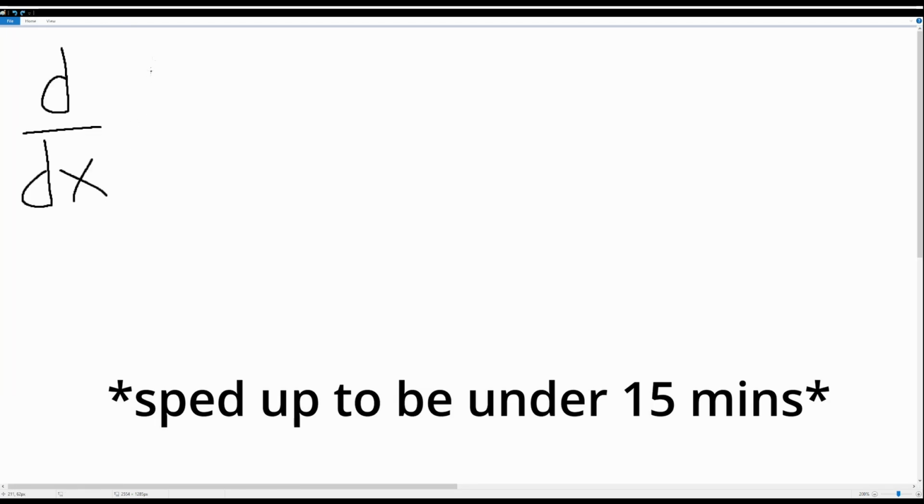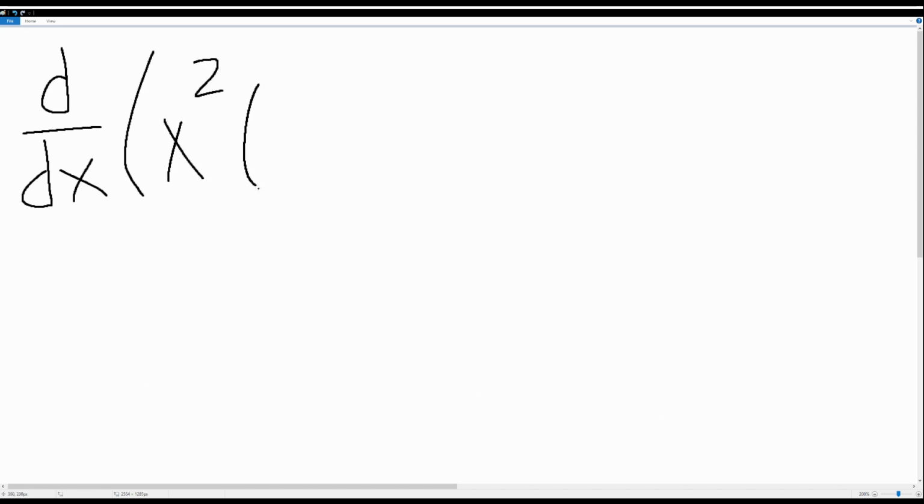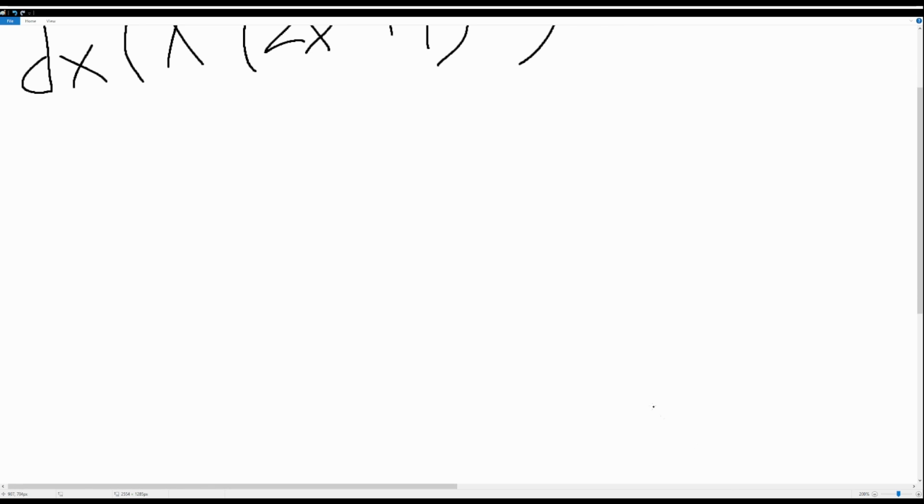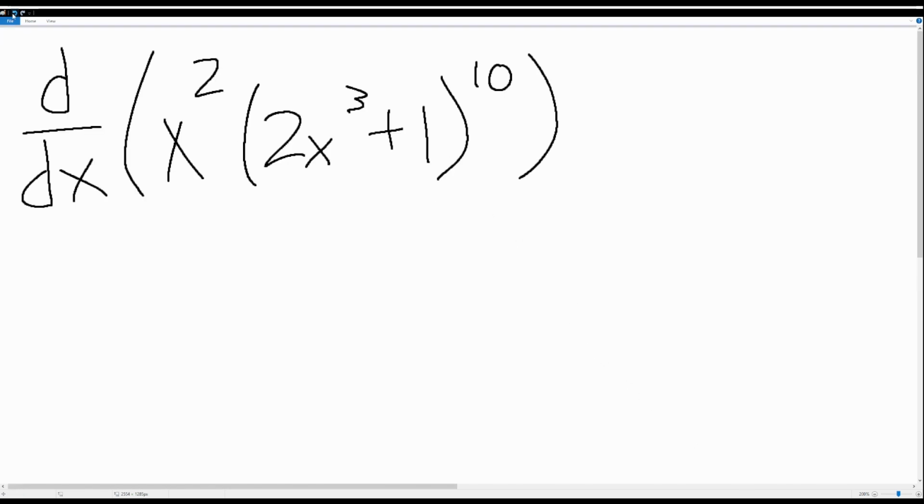We're gonna keep doing this. So we got d over dx of x squared times parentheses 2x to the 3rd power plus 1, to the 10th power. Very cool. Actually, no, I'm not gonna make it small, I'll just write smaller. And so we have to use the product rule. And let's write this down real quick.